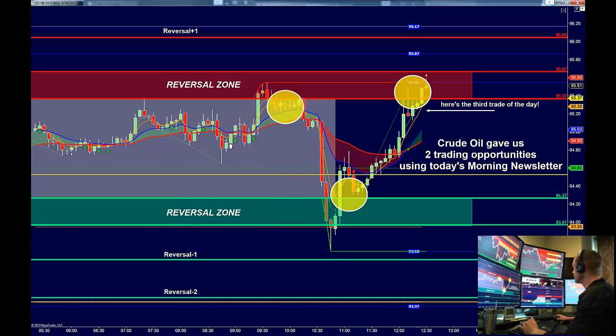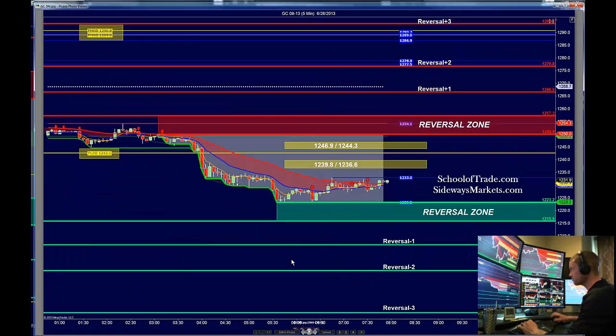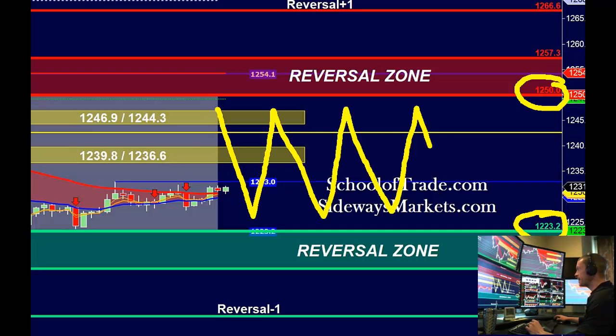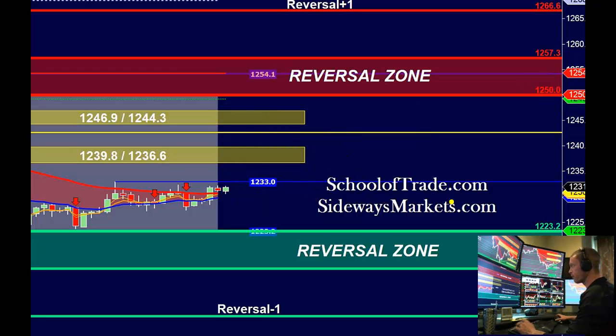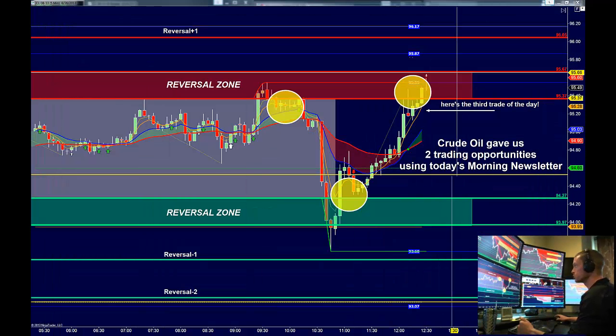All right, that's crude. Now, moving forward, next up, how about some gold? Gold, same thing. We gave you reversal zones at 1250 and 1223, and we never left this range today on gold. You probably want to be careful after 12:30, well, any day after 12:30. Gold and euro are really early morning markets, so trading gold after lunch, be very, very careful. But as you can see, we gave you the gold direction and the levels this morning.